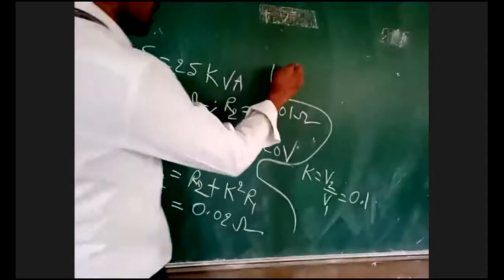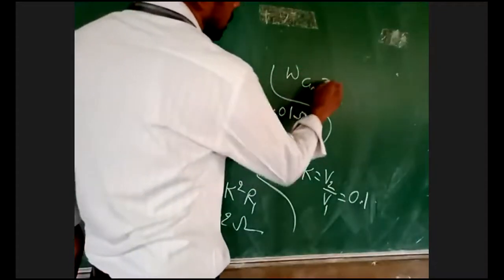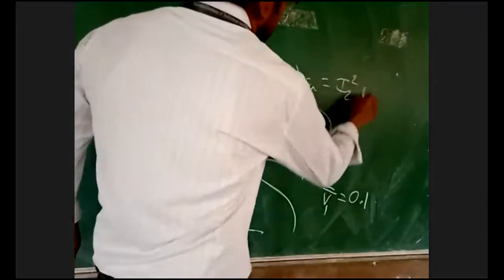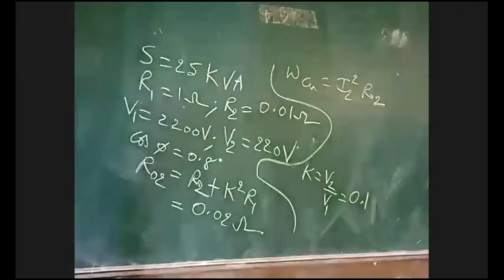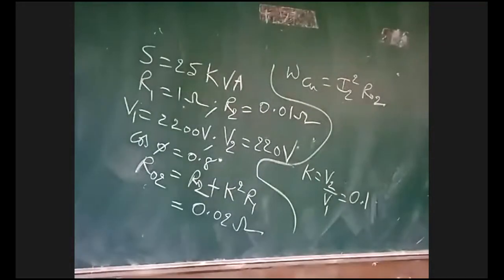Now I determine the copper loss. Copper loss is equal to I square R. If you take I1, we will take R01. If you take I2, we will take R02. Already we have calculated R02, that's why I am taking I2 square into R02. You can take any one, but the problem is saying refer to secondary side.